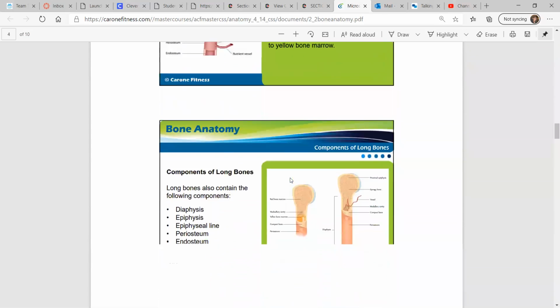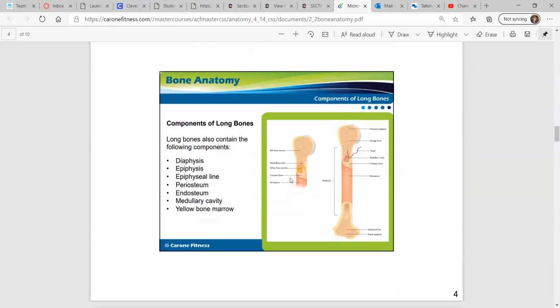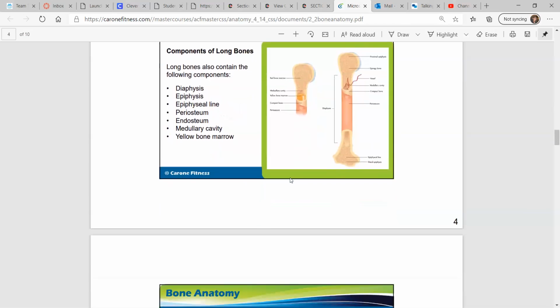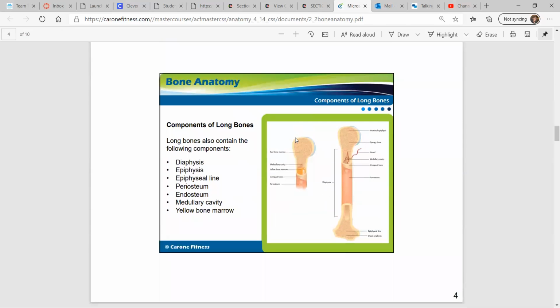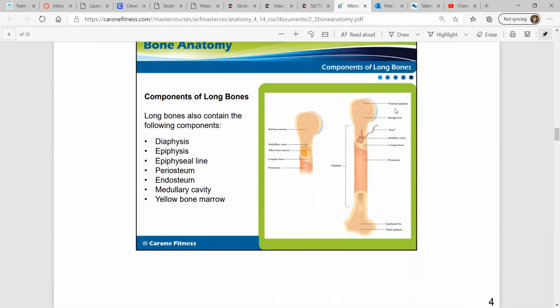Now we're going to look at the components of long bones. Long bones also contain diaphysis, epiphysis, epiphyseal line, periosteum, endosteum, medullary cavity, yellow bone marrow. Here's a diagram. Let's see if we can zoom in even more. There you go.